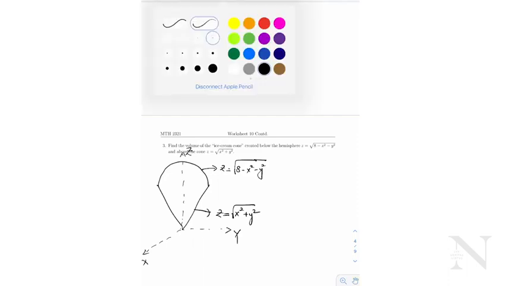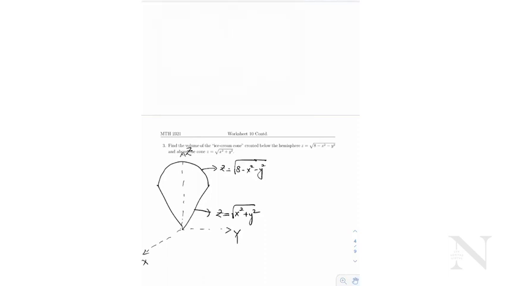And we also figured out that the intersection of these two is a circular disk, which is given by x square plus y square equal to 4.